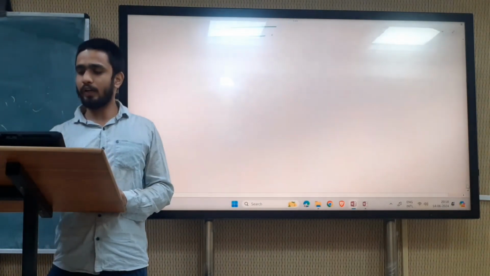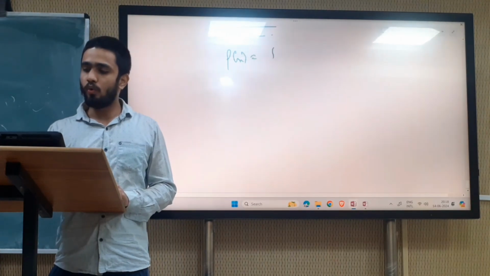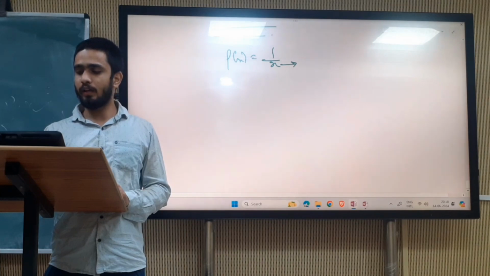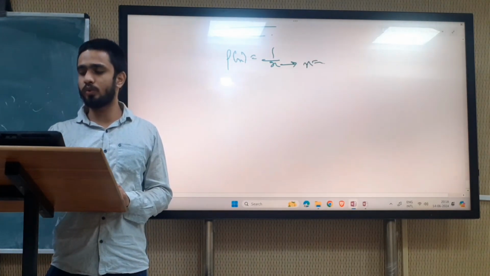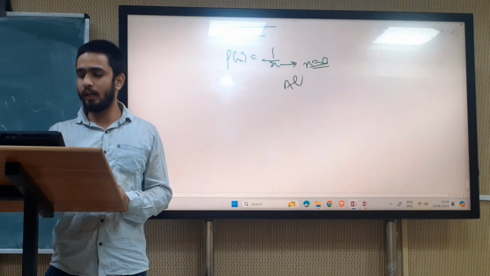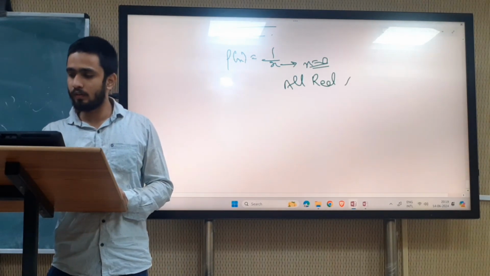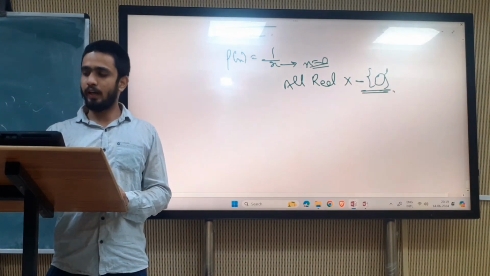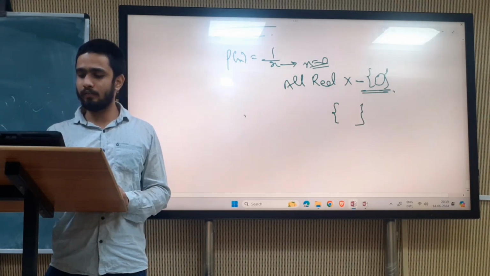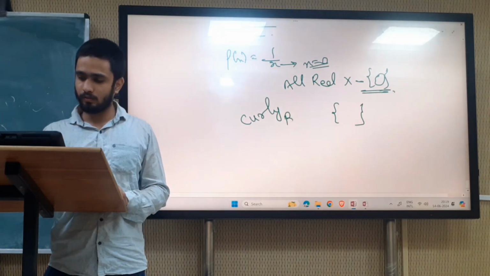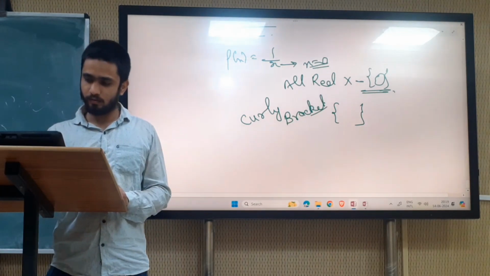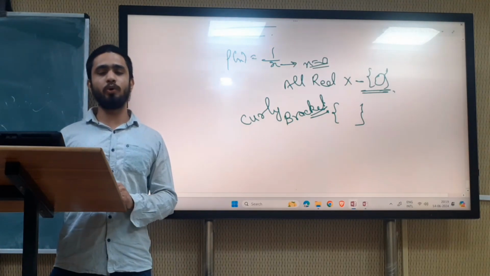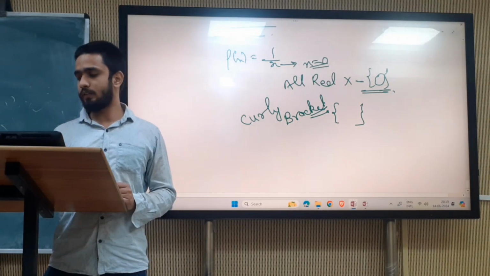Let's see, f(x) is 1 by x. What will be the domain? When x is 0, f(x) is not real. So all real x minus 0. A single element is represented by curly brackets. Like this we will find the domain of different functions.